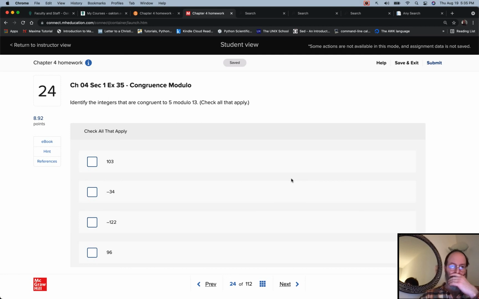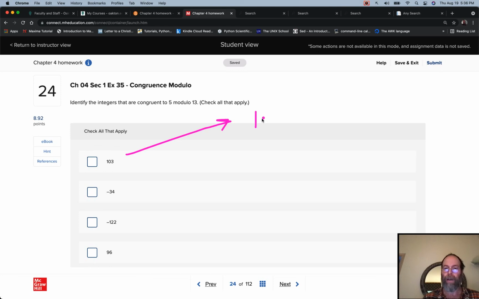Here we go. This is what I definitely want to do with you guys. Identify the integers that are congruent to 5 modulo 13. The way you would write that, let me put my laptop on the table. For the first one, you would write 103 is congruent to 5 mod 13. Well, we don't know that for sure yet. We have to check, but that's the way you would actually write that. Let's see if that's true. I think it's true, but I'm not totally sure yet.